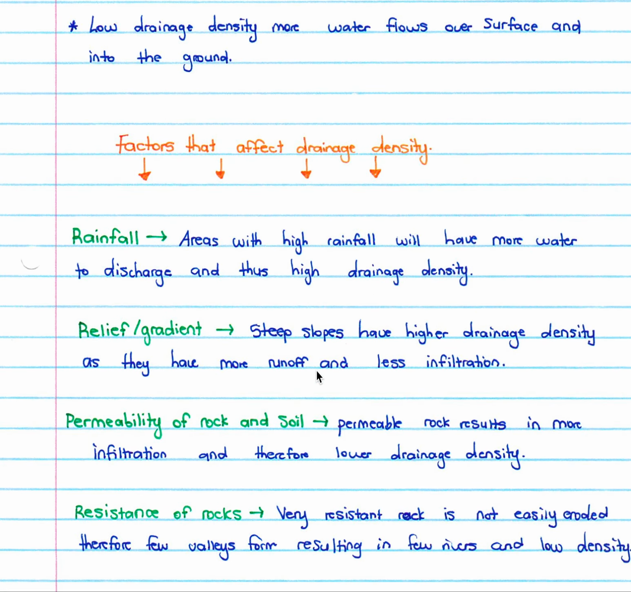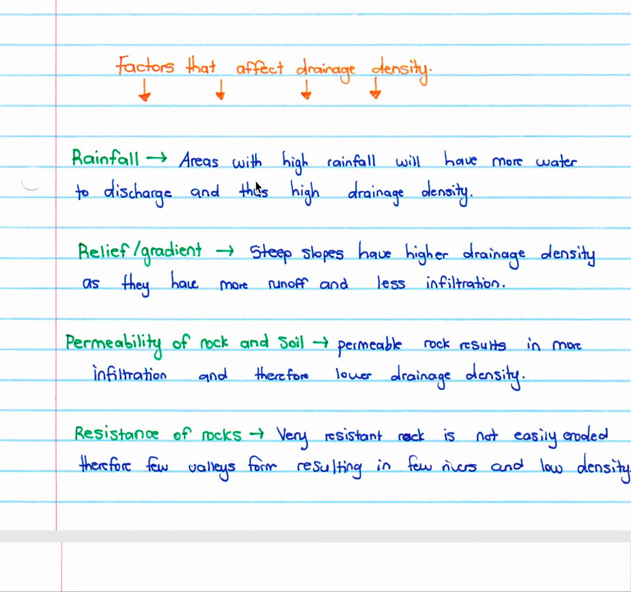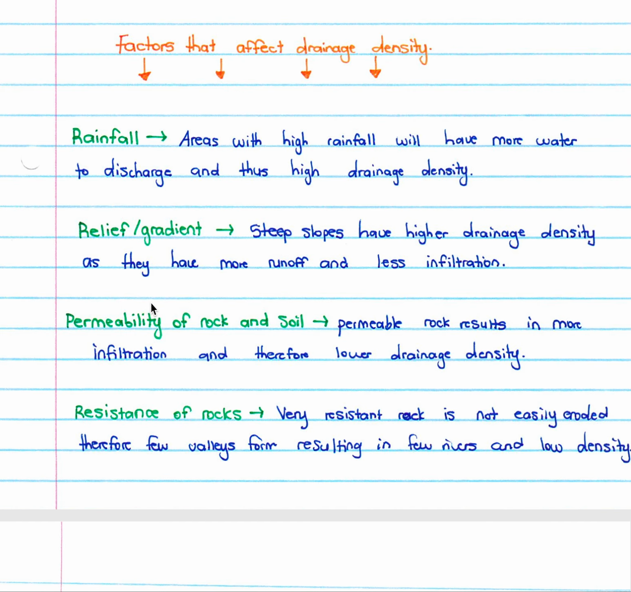Factors that affect your drainage density: rainfall. Areas with high rainfall will have more water to discharge and thus a higher drainage density. That goes without saying, that if there's more water in a drainage basin, then there will be a higher drainage density as more water moves into the streams. Relief or gradient: steeper slopes have higher drainage density as they have more runoff and less infiltration. As we discussed when we looked at infiltration and runoff, a steep slope will lead to more runoff and therefore a higher drainage density.